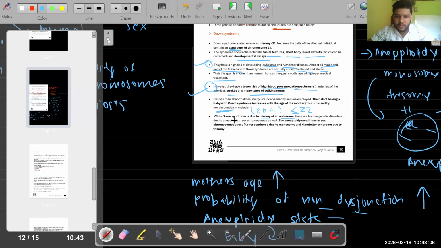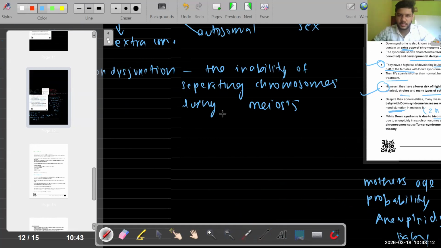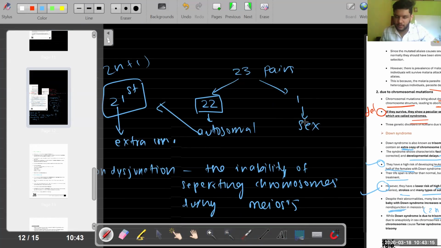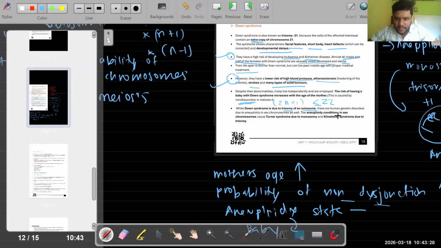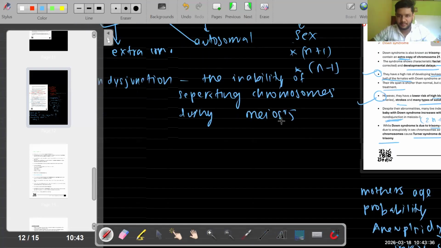There are human genetic disorders due to aneuploidy in sex chromosomes. That means the aneuploidy condition takes place in the sex chromosomes. The aneuploidy condition can be n plus 1 or n minus 1, either of them. Alright. The aneuploidy condition in sex chromosomes causes Turner syndrome due to monosomy, and Klinefelter syndrome due to trisomy. Simply, this is the idea.